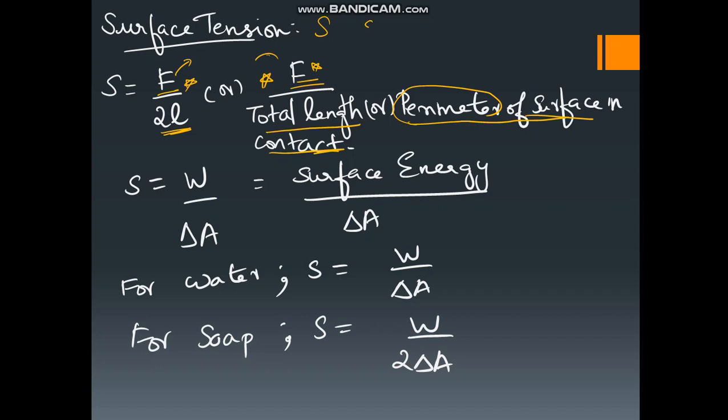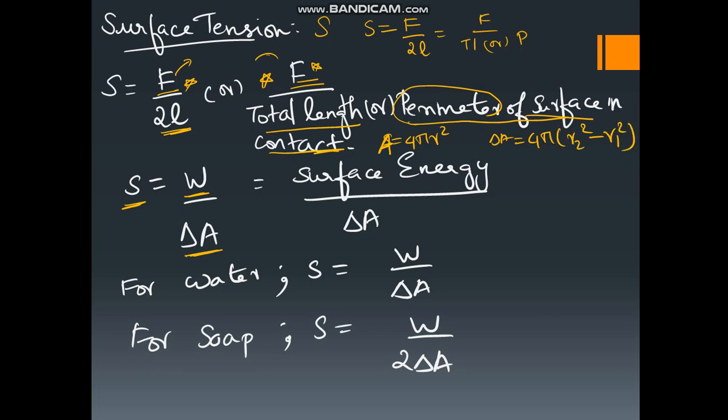So we have learned two formulas. One is force by 2L, another is force divided by total length or perimeter of the surface in contact. Another formula is surface tension is given by work divided by change in surface area. For water drops, the surface area is 4 pi r square. So delta A is 4 pi into r2 square minus r1 square.